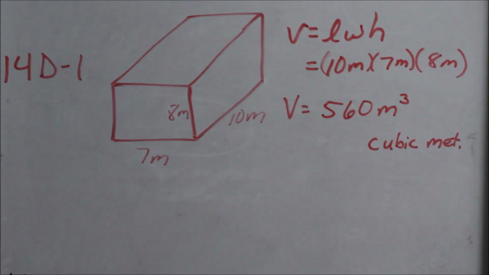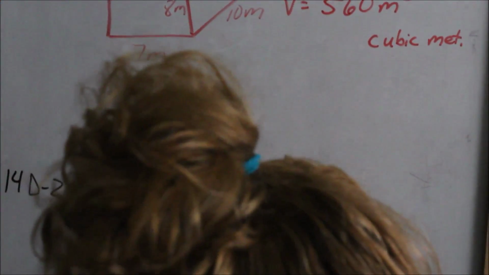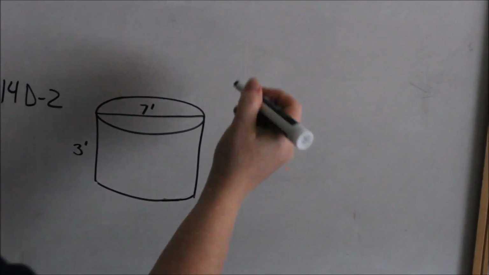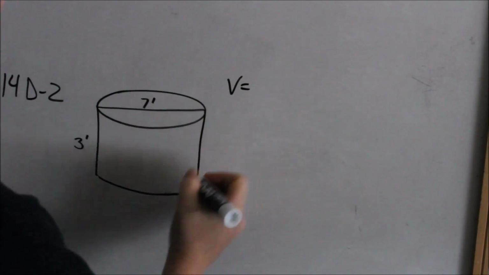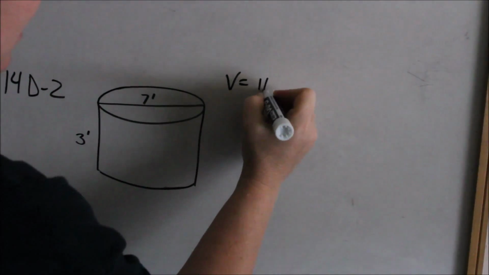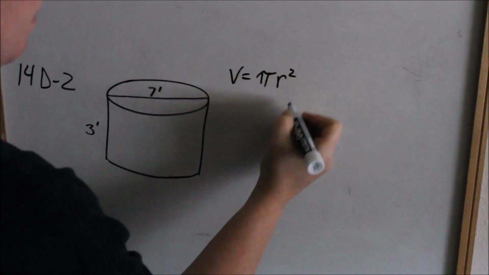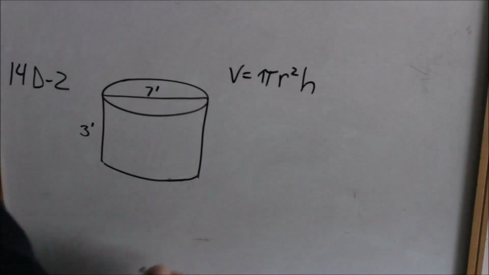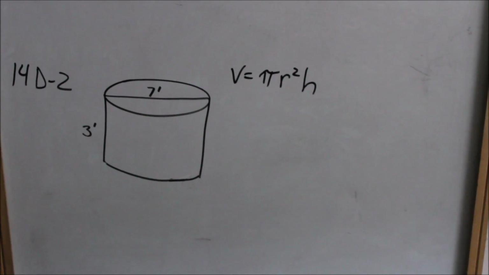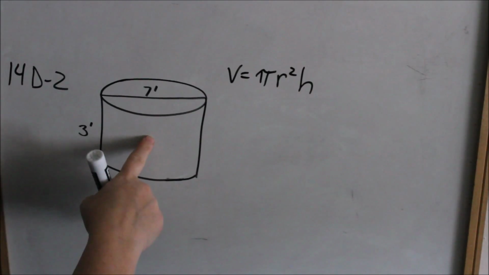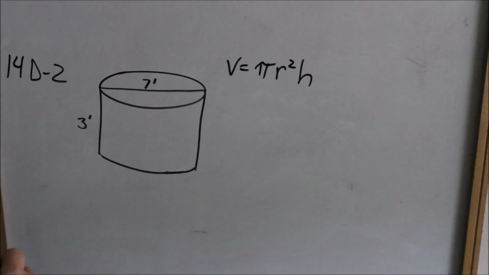Let's look at 14D, number 2. We have a cylinder. Remember, the volume of a cylinder is the area of the base. Area of a circle, which is the base, is pi r squared. Now we multiply it by the height. That's your formula for the volume of a cylinder. How much will fit inside this cylinder?